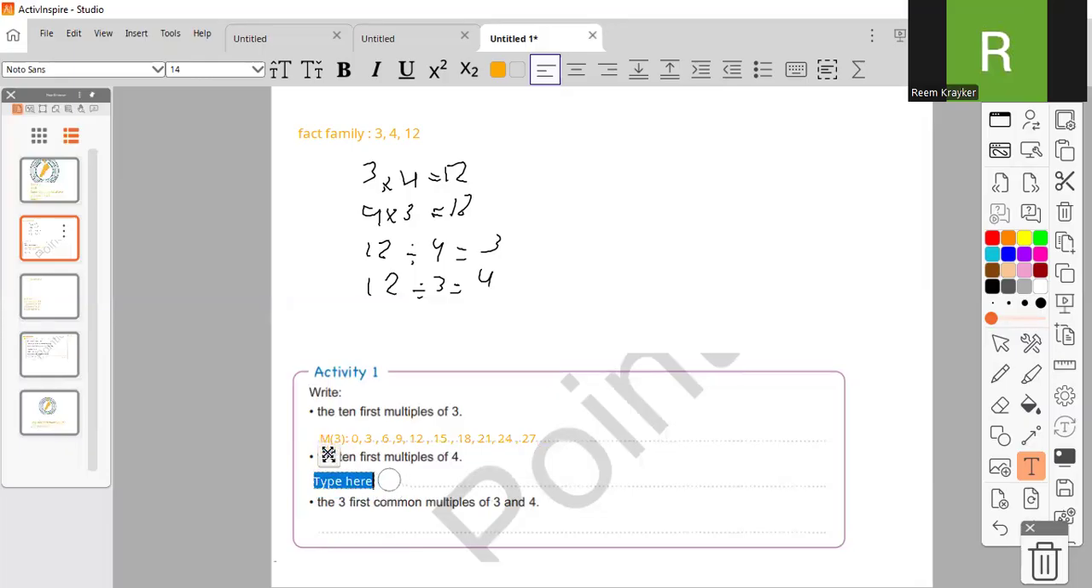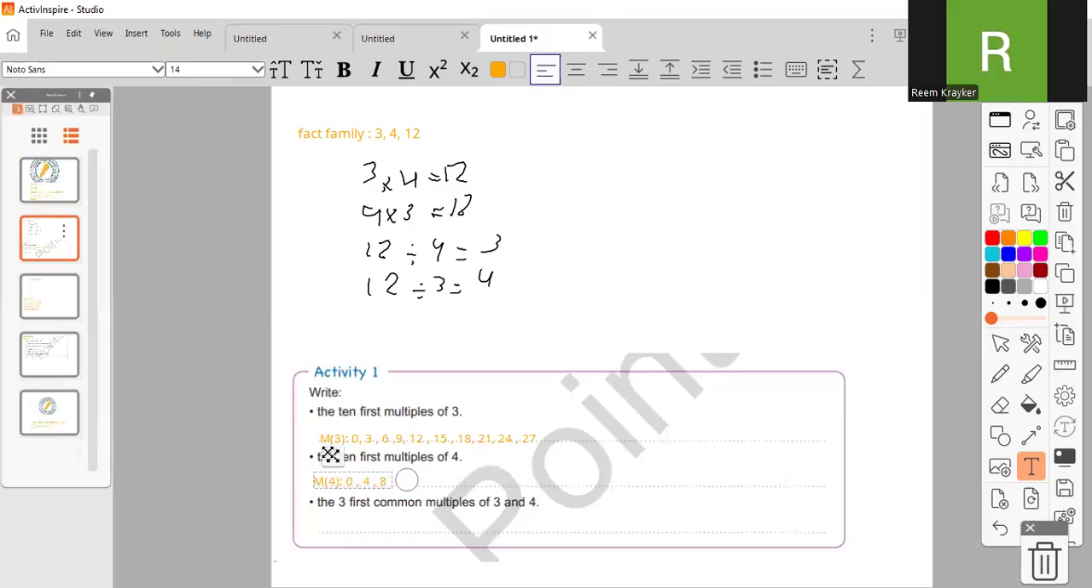10 multiples. So we will write letter M. We will open that bracket and we will write the digit 4. We will close that bracket. Then we are going to put 2 points up to each other. In this way, we will start with 0. Of course, 4 times 0 is 0. 4 times 1, 4. 4 times 2 is 8.